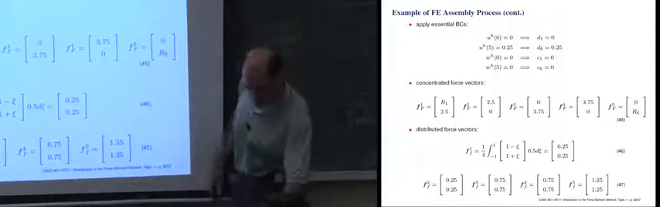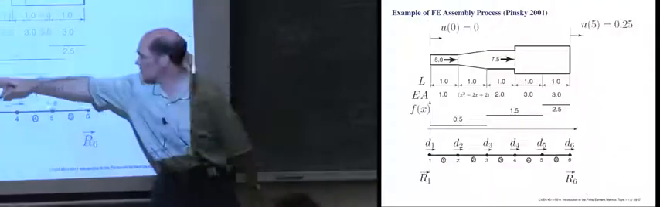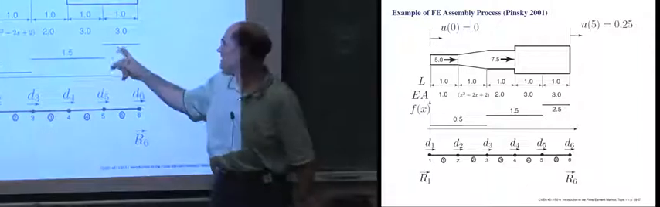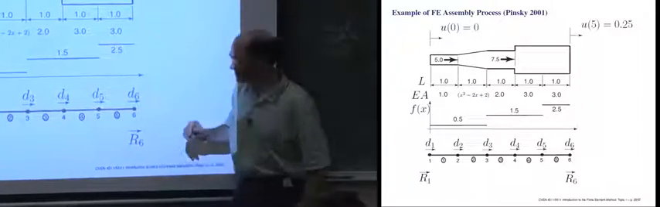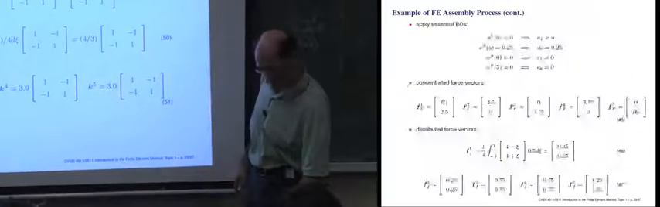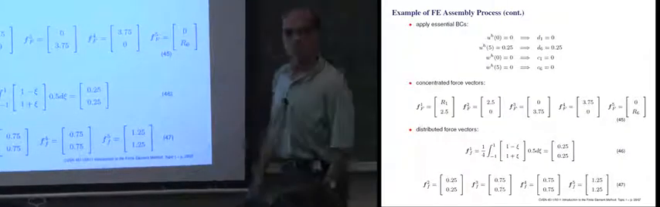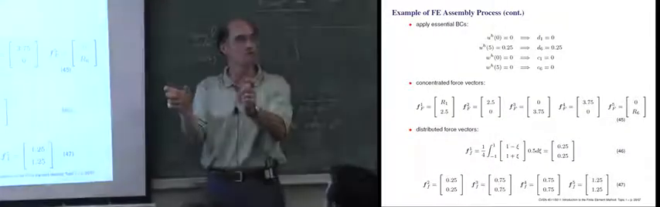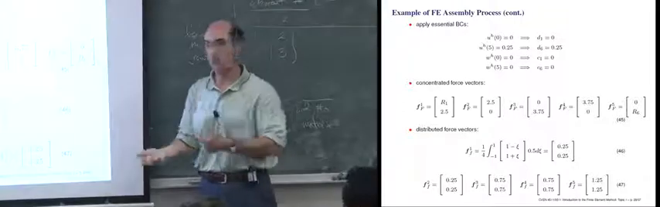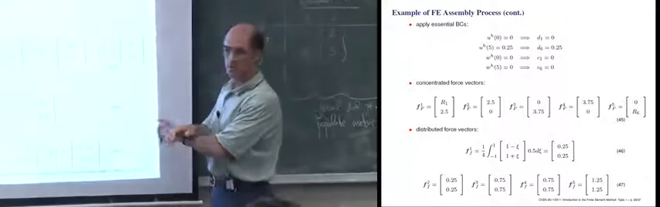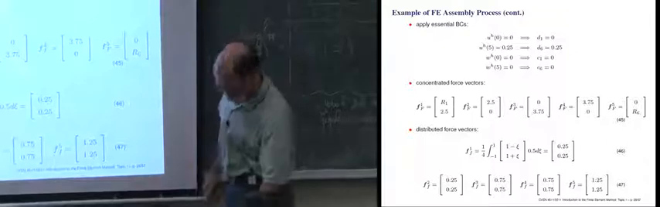You can see as that distributed force increases from 0.5 to 1.5 to 2.5, needless to say, we get larger values here. So we're just building up our little pieces. You'll see in the code how this is actually programmed. Any questions so far? Okay.